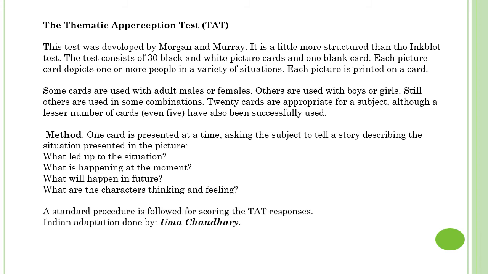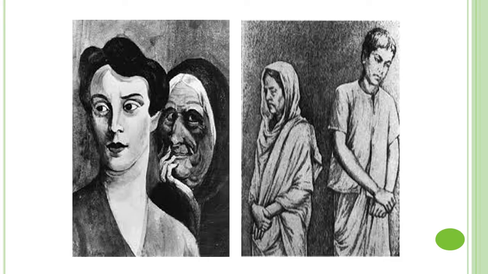So a standard procedure is followed for scoring the TAT responses. And an Indian adaptation is done by Uma Chaudhary. So these are the two picture cards from TAT where you have to see the situation and what do you think the characters are doing at the current moment in the picture.